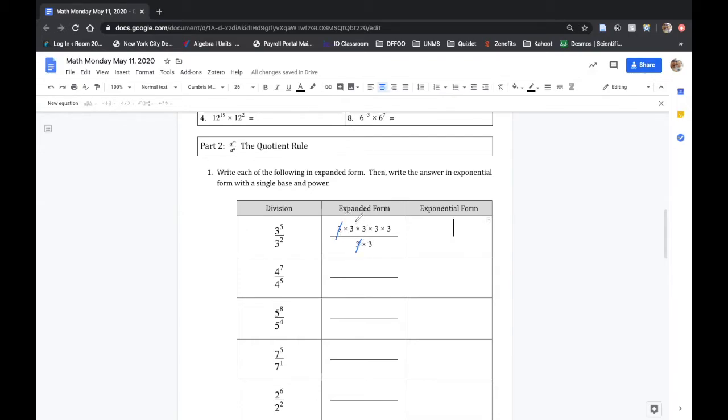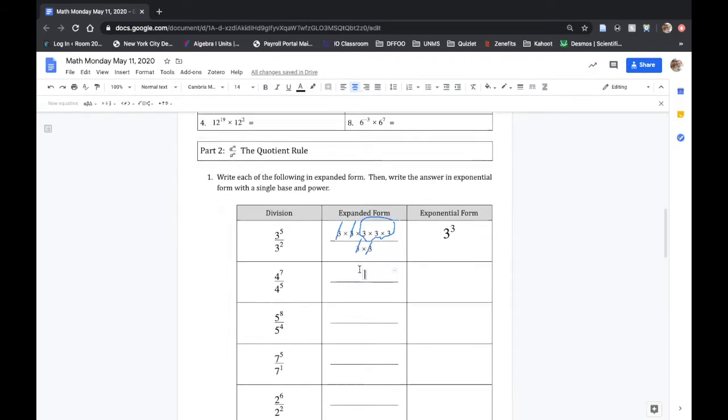It's like a scale. Same thing, I can get rid of a 3 from here and a 3 from here. So I got rid of two 3s from the top, two 3s from the bottom. All that I'm left with is this right here. So in essence, this is actually just equal to 3 raised to the 3rd power, because I have 3 times 3 times 3, all right? I'll do one more example for you, and then you do the rest yourself, all right?